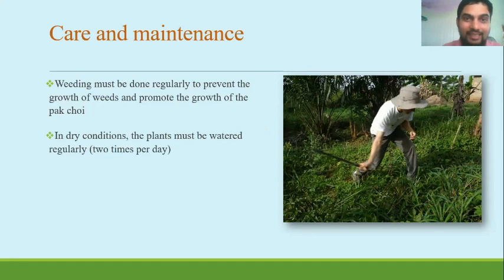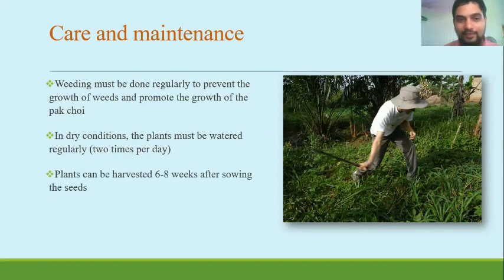And sometimes it may be necessary to even water the plant 3 times per day, depending on the location and the type of soil. That is why, again, loam soil will be preferable compared to sandy soil. If you were to grow the crop in sandy soil, it means that you'll have to water the plant about 3 times per day instead of 2 times per day.